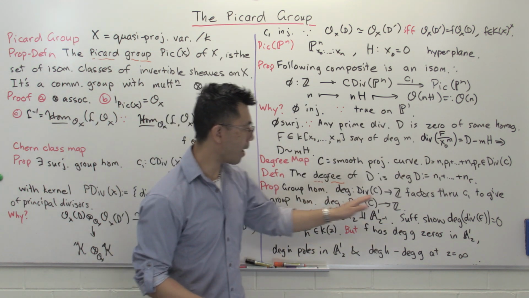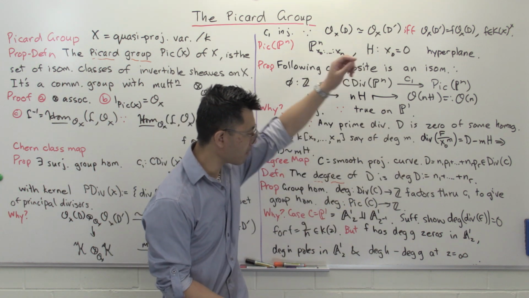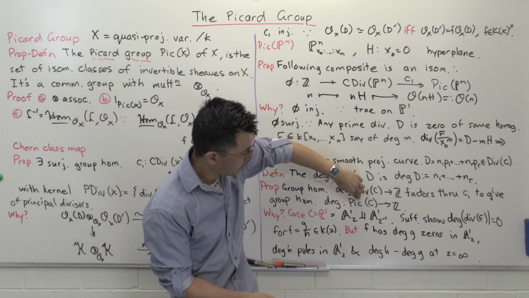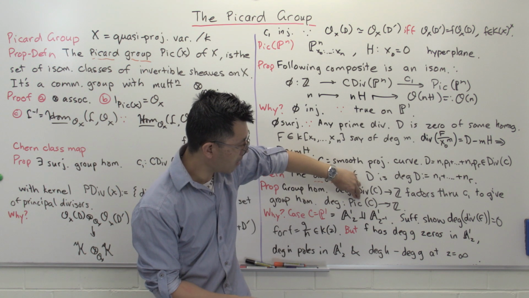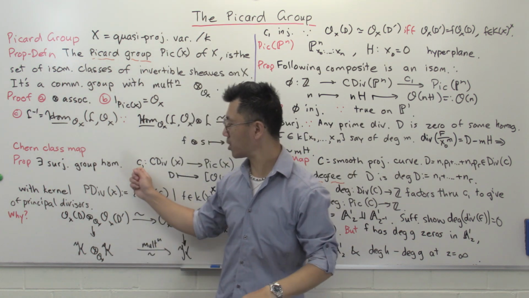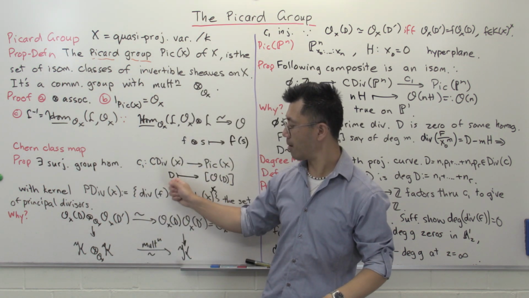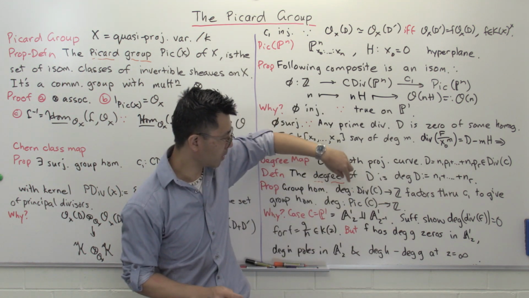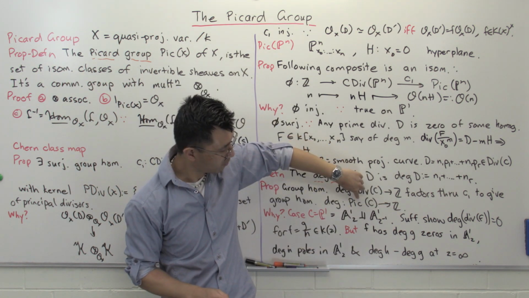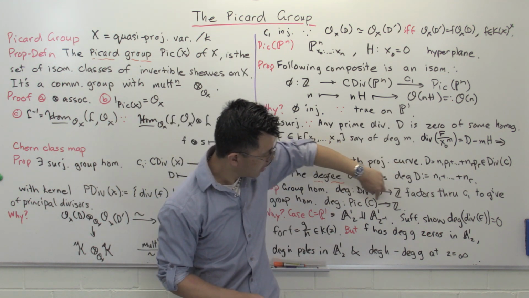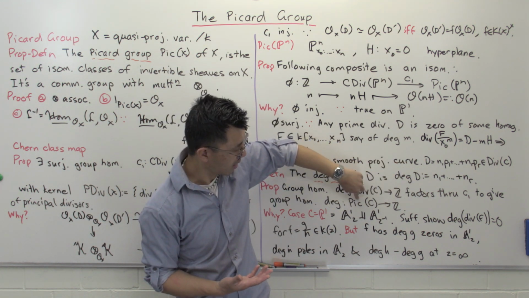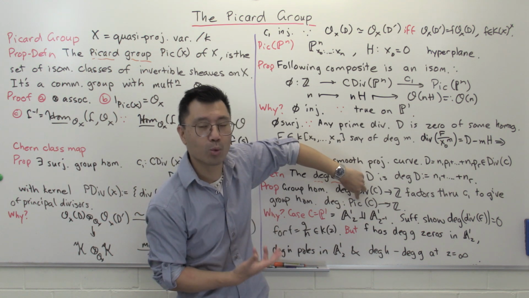So how does that map work? What does it mean that it factors through? Suppose you have some element inside this Pic C. Remember, the first Chern class map is surjective. So you can pick some divisor mapping to that element of the Picard group, mapping to that invertible sheaf, and you just take its degree. And it doesn't matter which one you pick. The claim in the proposition is that it doesn't matter which one you pick.